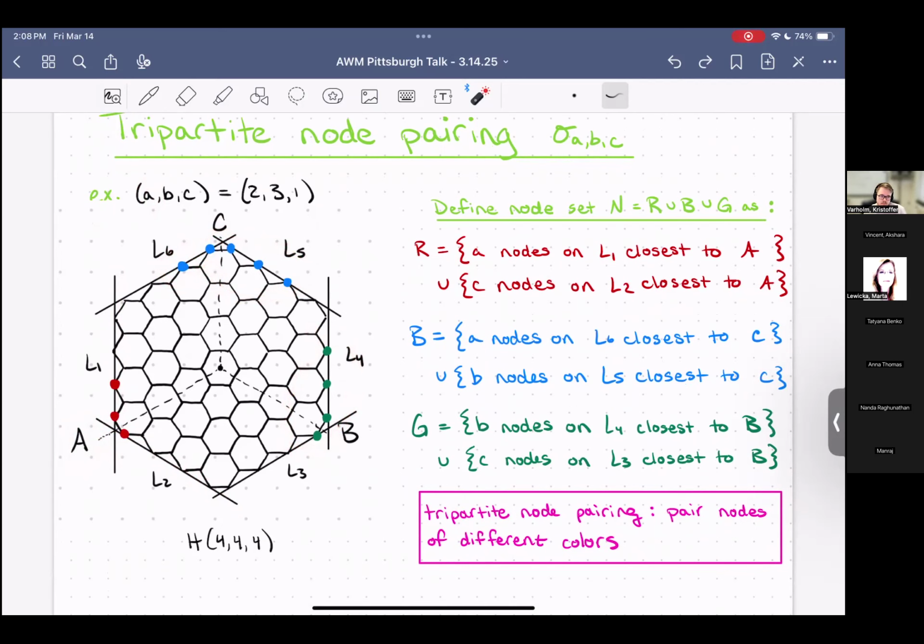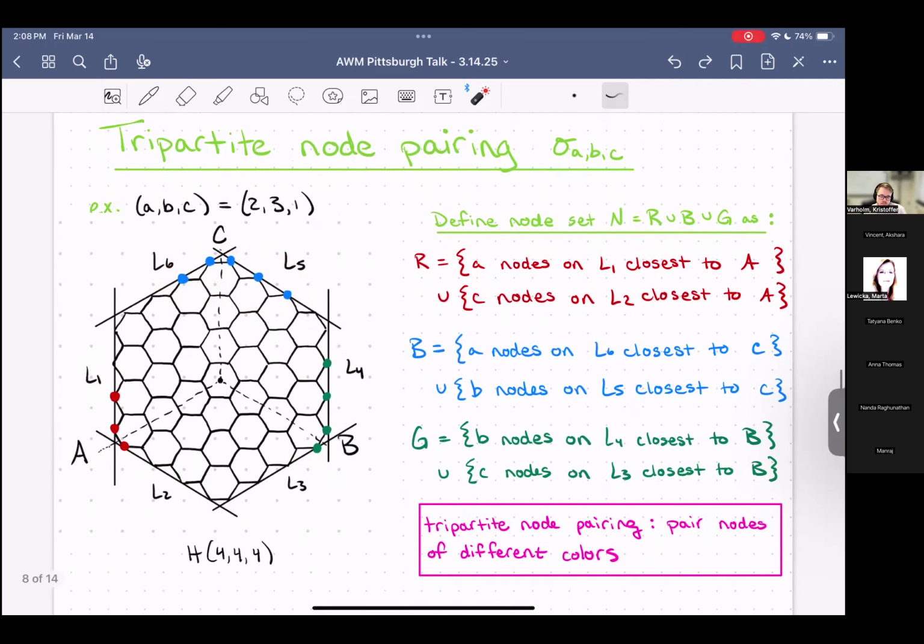So these are all my nodes and they have different colors. And I want to consider the tripartite node pairing of these nodes, which means that all of the nodes get paired up with a node of a different color. So there's only one way that can happen. It's like this triple rainbow thing, because any other way you connect up nodes to a different color, you're going to get paths crossing, which we can't have. So this is the node set and the node pairing I want to consider.